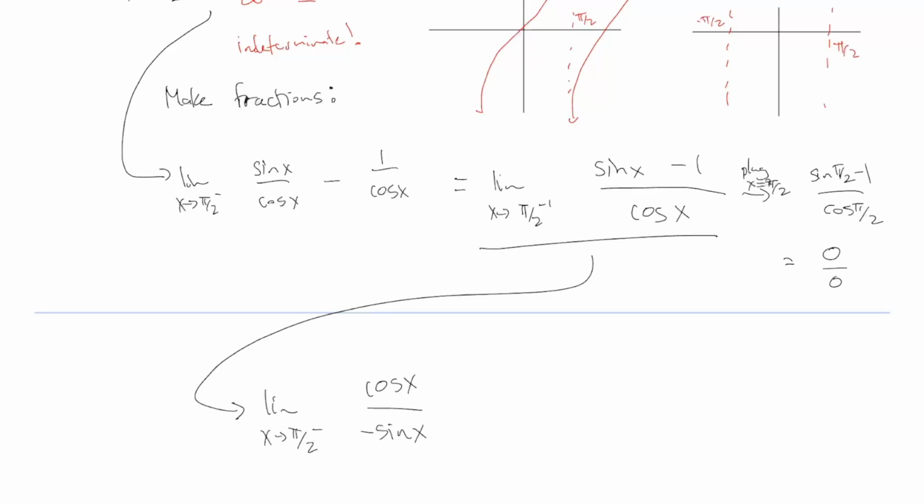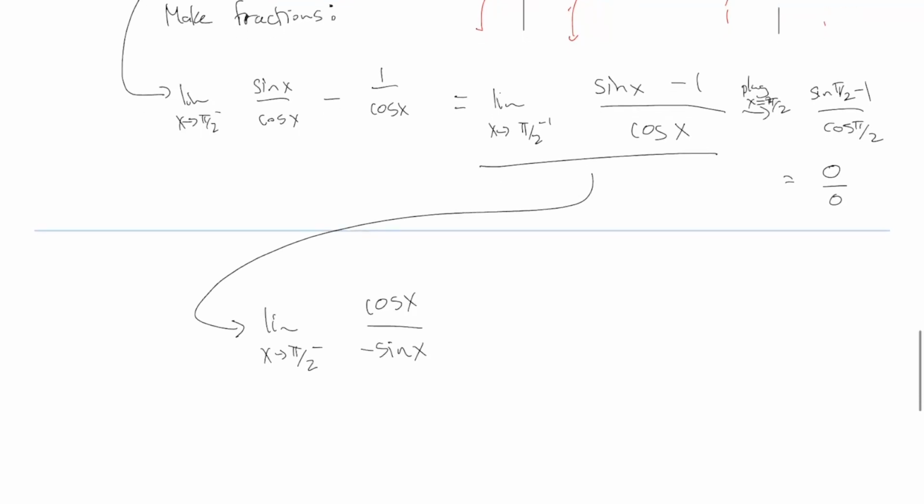Excellent. Great. All right. Now we try to plug it in again. Hopefully we don't have to do the L'Hopital rule again. Plugging in this time gives me cosine pi over 2 divided by negative sine pi over 2. And cosine pi over 2 is 0. Sine pi over 2 is 1. So this is just 0. And that's the answer. I get 0. All right. This is how we do it.